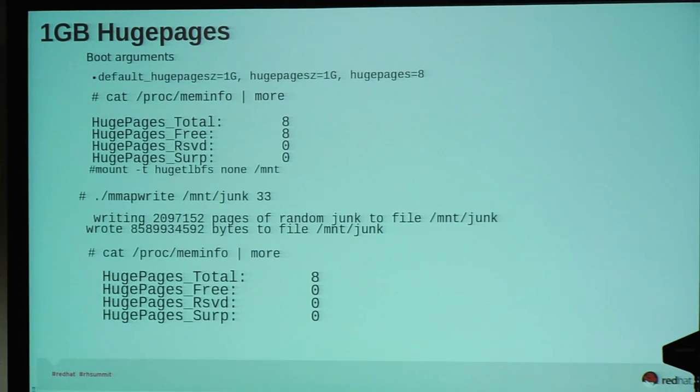What I wanted to say is with 2 megabyte Hugepages, once you're done with them, all you have to do is echo a 0 back into that tunable, and it throws them all back onto the free list like they were never used to begin with.